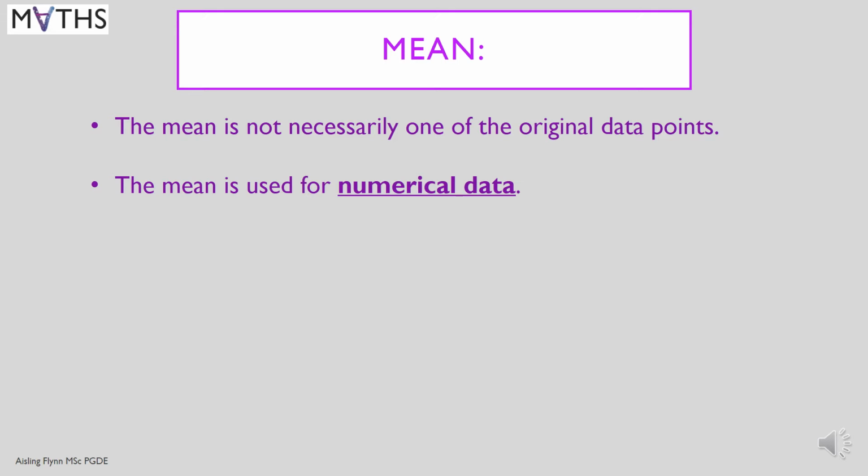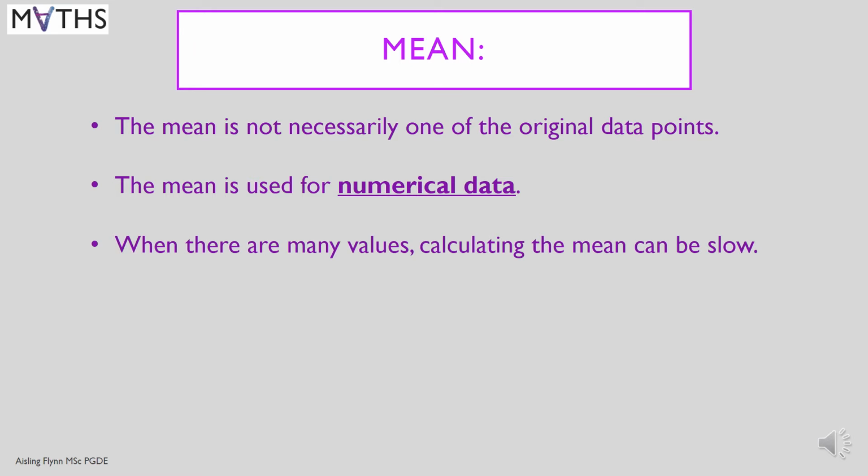We saw that. The mean is used for numerical data. Obviously, you cannot add words or divide words. When there are many values, calculating the mean can be slow. So that's a disadvantage of choosing to use the mean. If you have hundreds and thousands of numbers, calculating the mean can be very slow. And the mean uses all of the original data points. This is good in many ways.